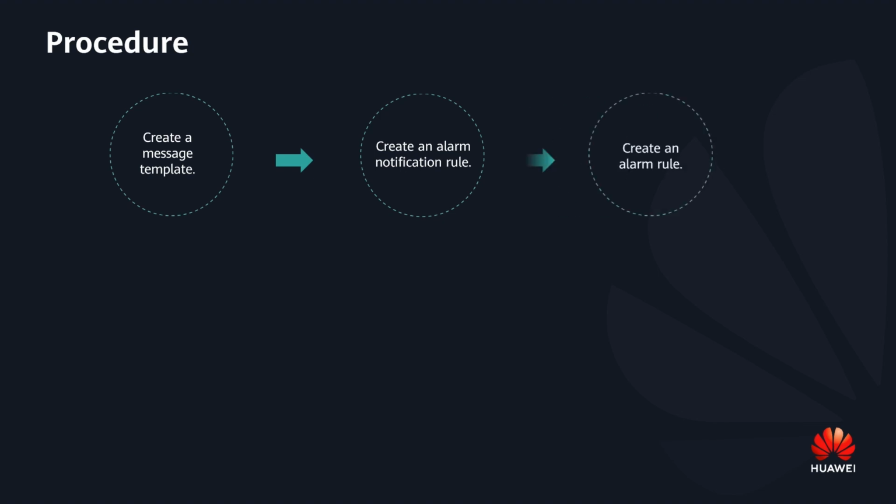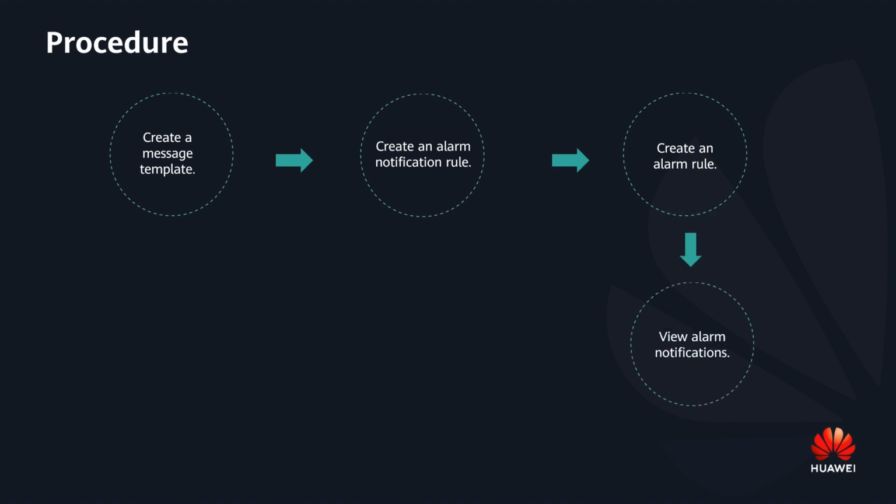Then, create an alarm rule. Here, you'll define the conditions that trigger alarms, including the query condition, check rule, query frequency, notification frequency, and notification channel. Finally, view the received notifications.